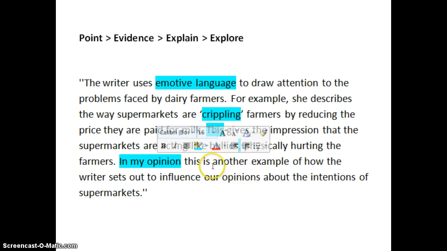You see here another example, so that refers back to an earlier point that the student has made in the answer. So this little paragraph then is a good example of how you can follow that sequence: point, evidence, explain, explore.